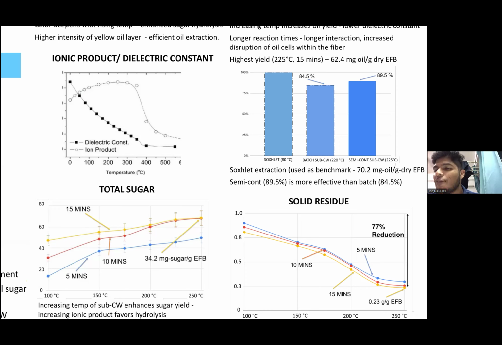So as you can see here, the semi-continuous subcritical water method at 205 degrees at 15 minutes actually reached about 5%. While subcritical water at 220 degrees, we got a value of 84.5%. This shows that semi-continuous subcritical water extraction is much more effective than batch, because of the temperature difference and the precise control in pressure.